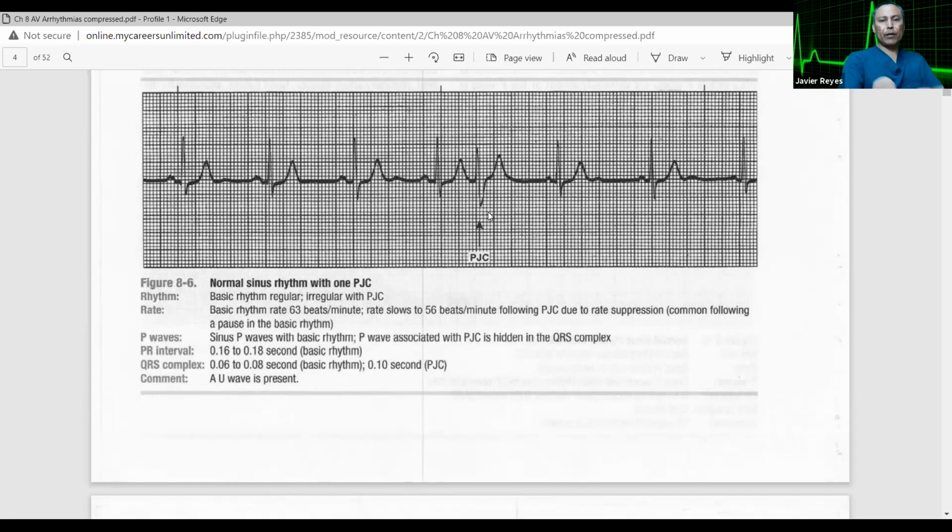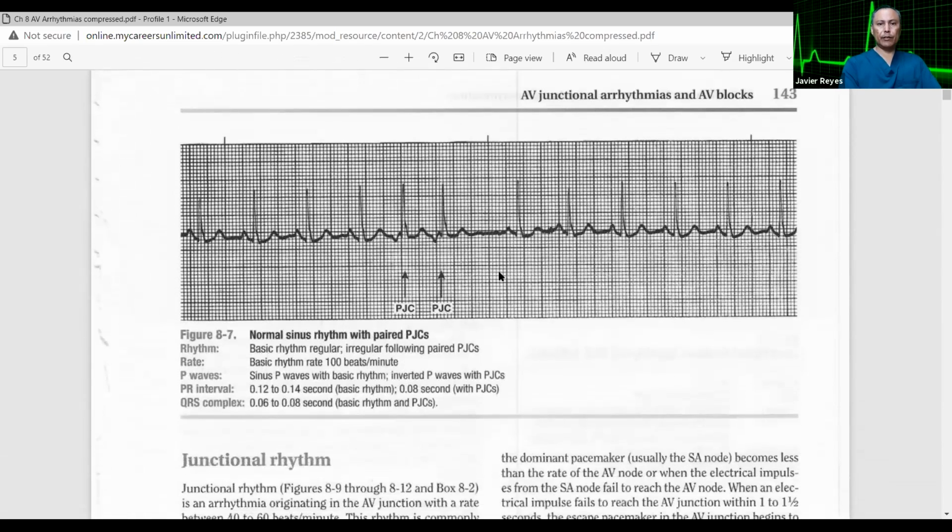Why? Because if you put your calipers or your fingers on the screen with the R's, you notice that that one is out of place and the other ones are pretty regular. So that is your PJC right there.